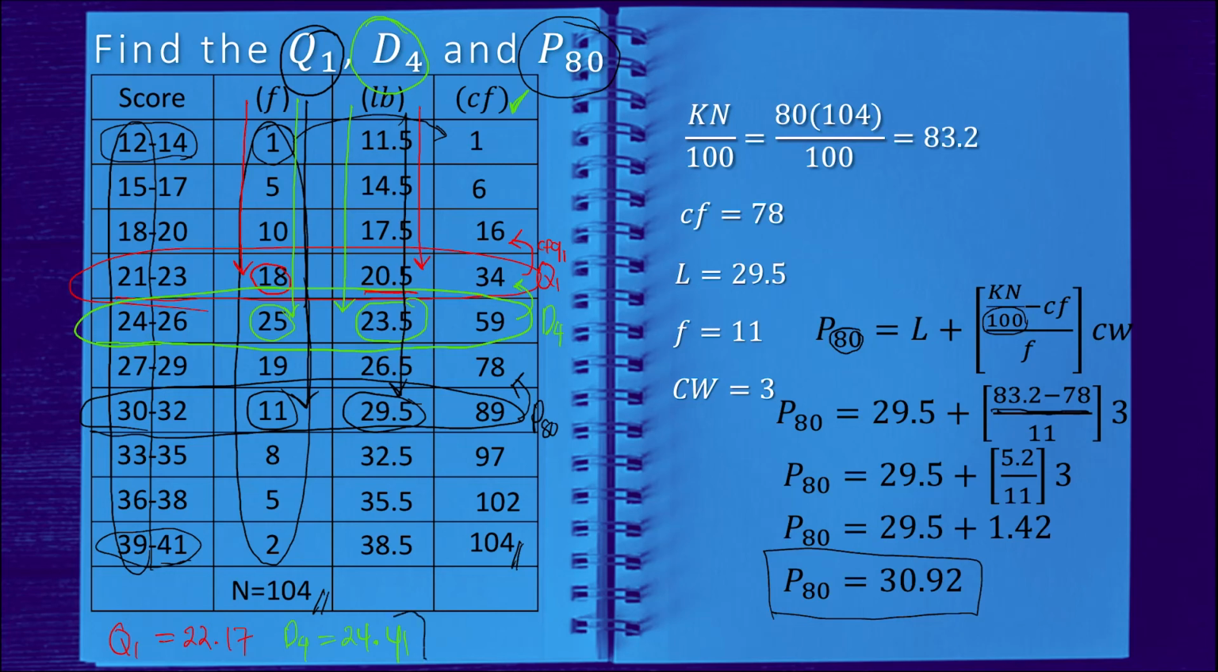This is the value of D sub 4. And this is the value of Q sub 1. Ayan. Nasolve na po natin si quartile, si decile, and percentile.